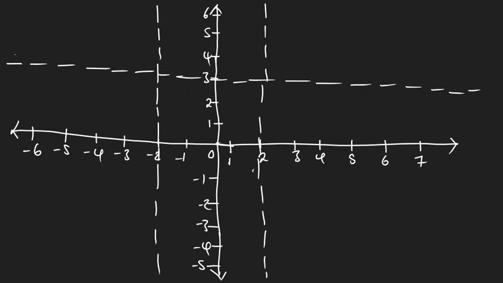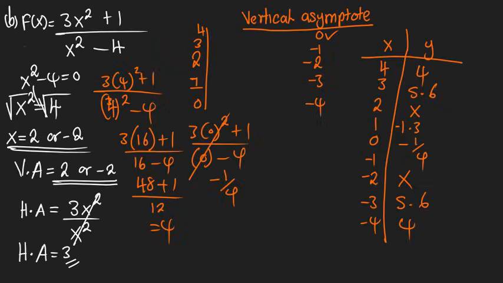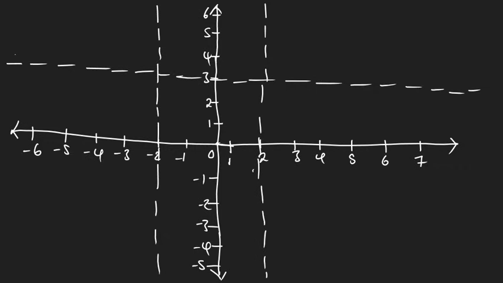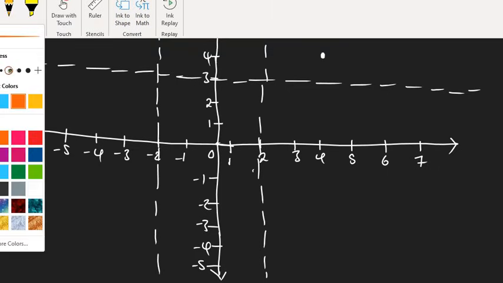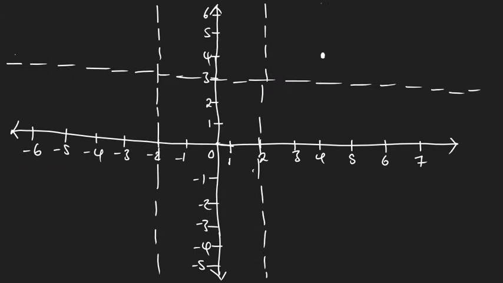Then the first point was 4, 4. So 4, 4 was here. So already this point gives you the graph that you want. It already gives you the graph that you want. So this is going to be our graph. Okay? We go to the other one.